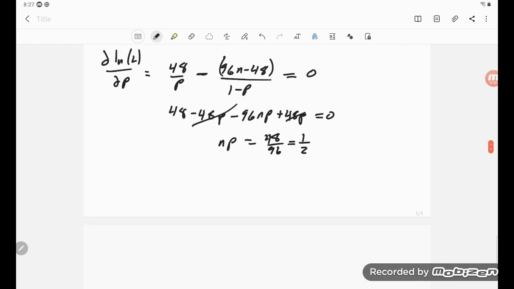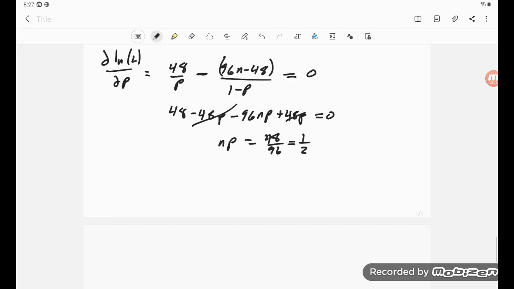Okay, so that's a good sign that things are going correctly here. I need to go to a new sheet. Okay, so that was the partial with respect to p.